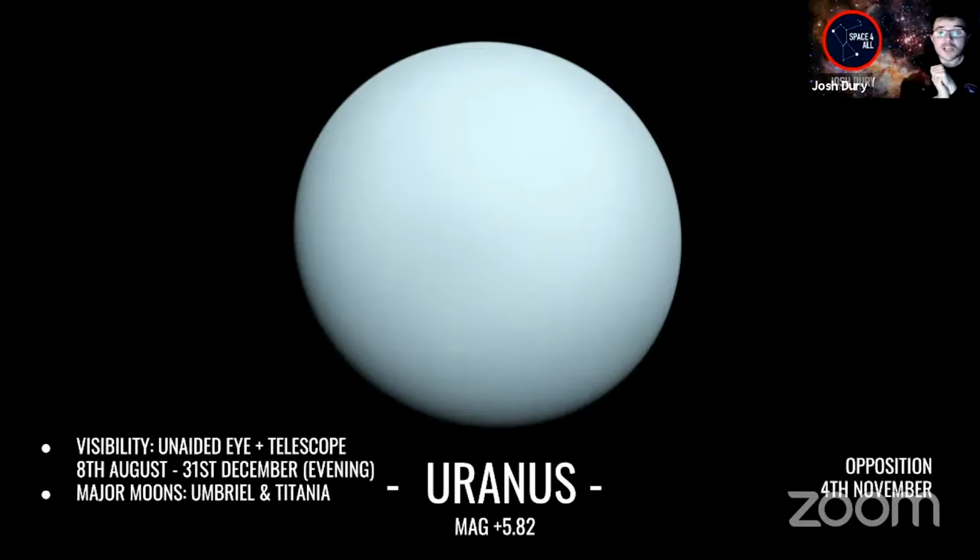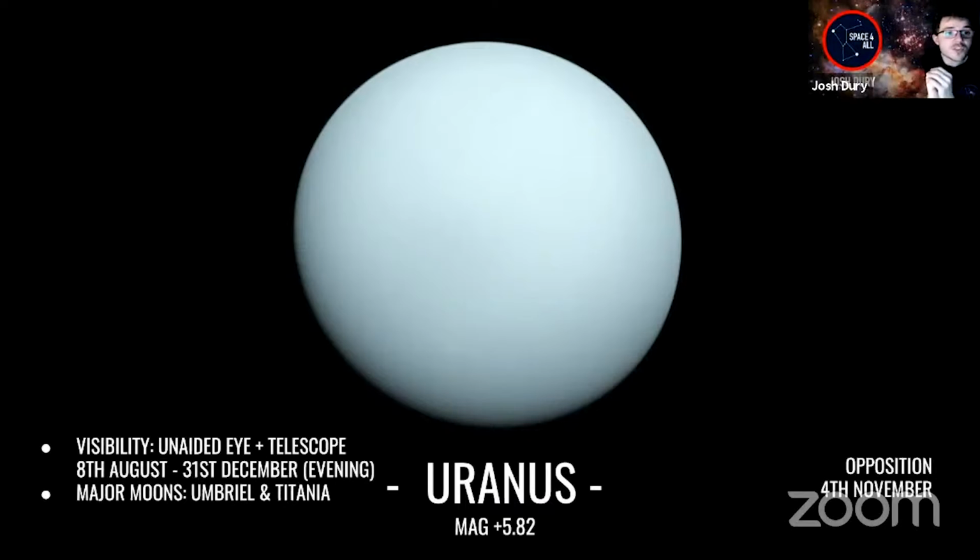So again, a good time to look for the planet Uranus will be between the 8th of August and the 31st of December. So this will be a time to observe Uranus during the evening. The opposition itself, the closest approach to Earth, will occur on the 4th of November. Some of the major moons to observe will be Umbriel and Titania. There are a couple of moons which are visible through telescopes, but as I said earlier, you need the big guns really to be able to see those.